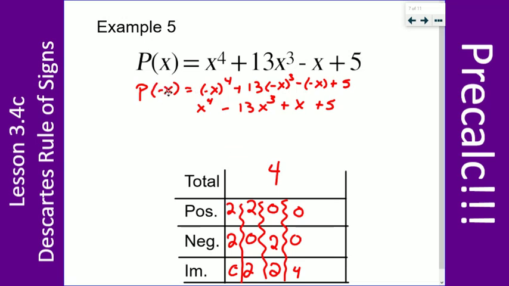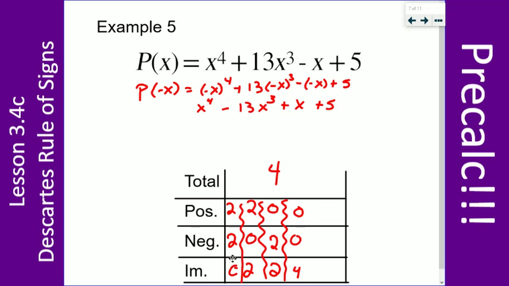Then when we plug in negative x, we get x to the fourth minus 13x cubed plus x plus 5. So we have positive to negative, that's 1 sign change. Negative to positive, that's 2 sign changes. And positive to positive, that is not a sign change. So we have 2 potential negatives. So 2 plus 2 gives us 4. 4 minus 4 gives us 0 imaginary. If we have 2 positives and 2 negatives, we end up with 0 imaginary solutions.